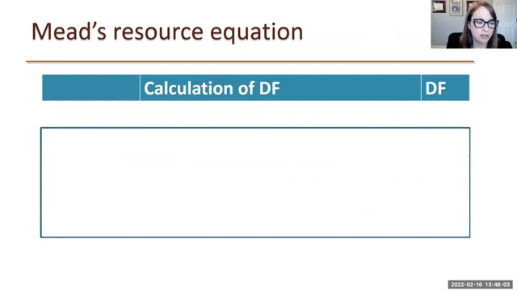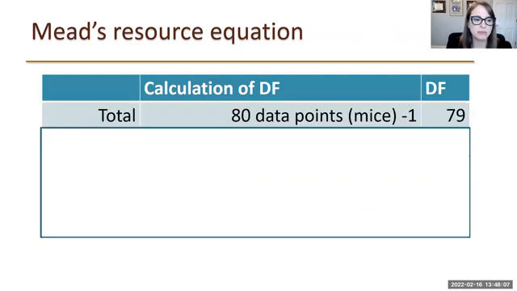Let's calculate the number of degrees of freedom for the total number. Basically, that's the number of data points that you have, or mice. In this example, it could be cages. It really depends on what your experimental unit is. But in this experiment, it's 80 mice. So we take 80 minus 1, and that's how you always calculate degrees of freedom: you take 1 away. So we'd have a total of 79 degrees of freedom.